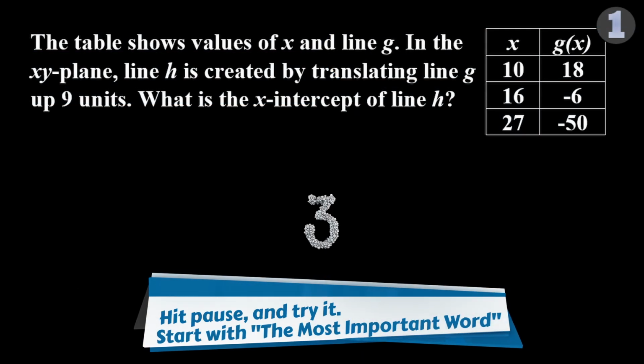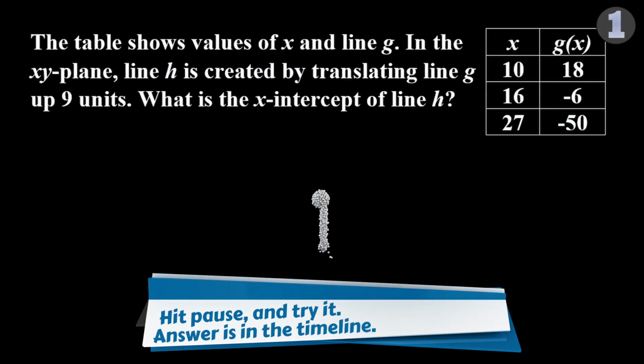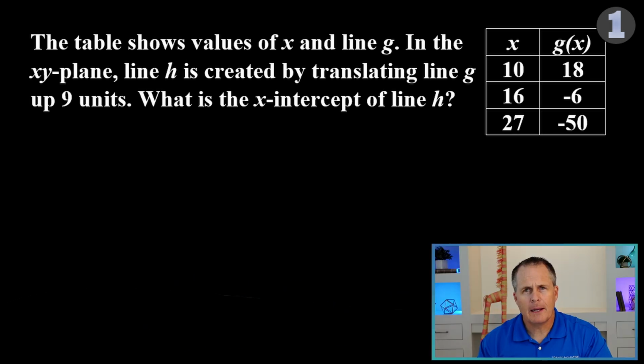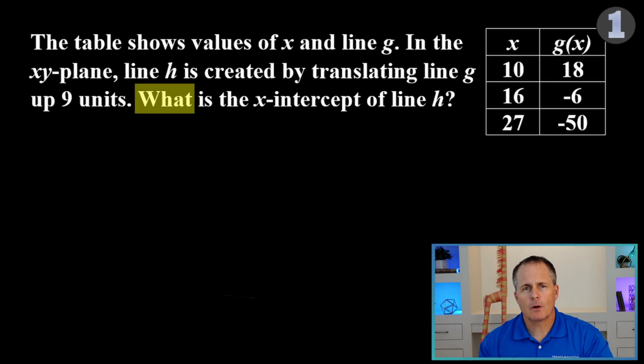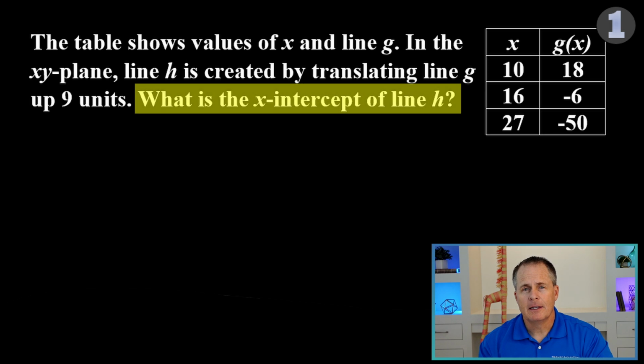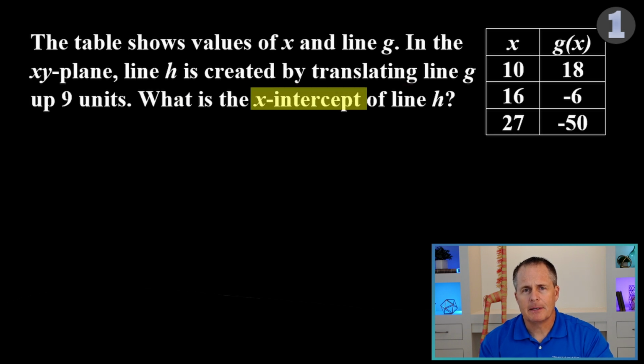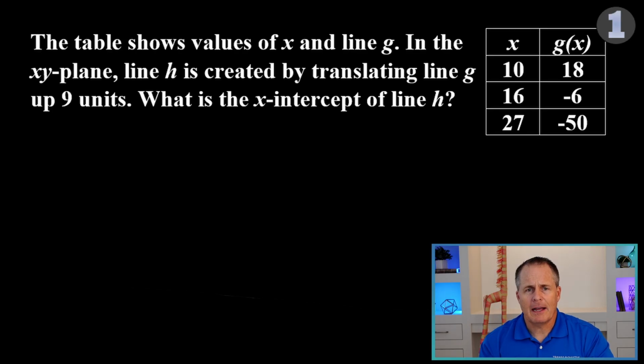Now, tap pause to try problem 1 on your own. We always start by using my what's the most important word strategy. So we jump to the word what to find the question, to try to find what the most important word is. In this problem, it is X-Intercept. But the X-Intercept of what? So it looks like we'll have to read the whole problem.